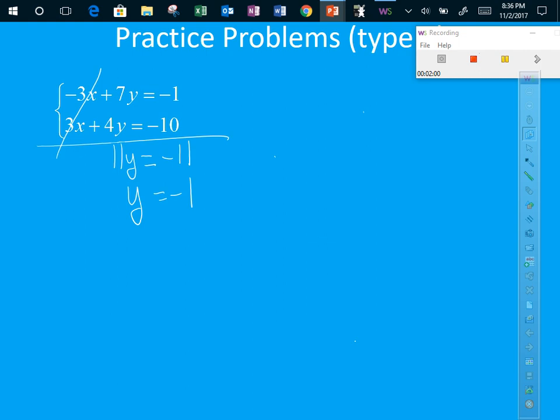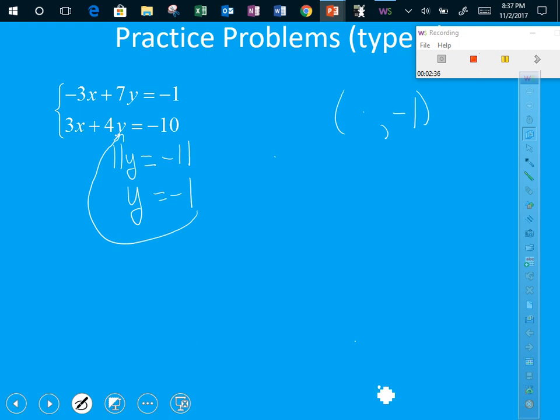Well, remember last time when we graphed, all of your answers were in ordered pair. Well, right now I know the y value is negative 1. I need to go get the x value. So, to get the x value, you pick whichever equation you want to work with. The first one or the second one, it does not matter. But you plug your y value in place of y. So in this case, I'm going to plug it into the bottom.